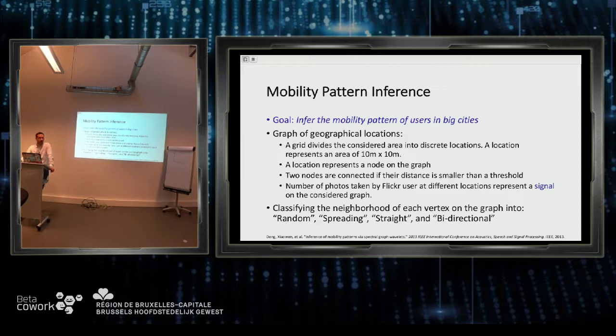Let's say, for instance, random: a person or a car is randomly moving in a city. Potentially, the person is lost. Or straight: a car going from one direction to the other, basically crossing the city. Or bidirectional: a car going from home to the office and returning back, right? Spreading: cars going in different directions, or a car basically going outside of the city in a spreading way. And all of these create mobility patterns.